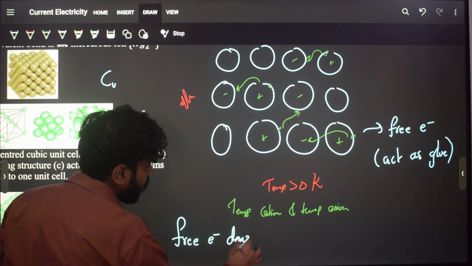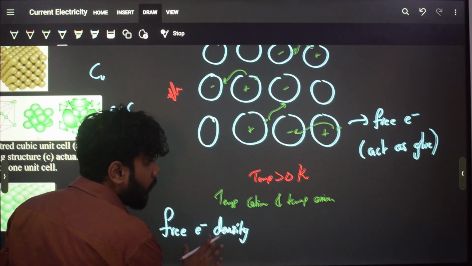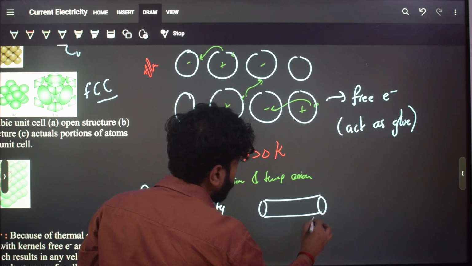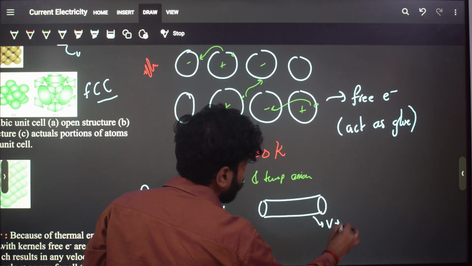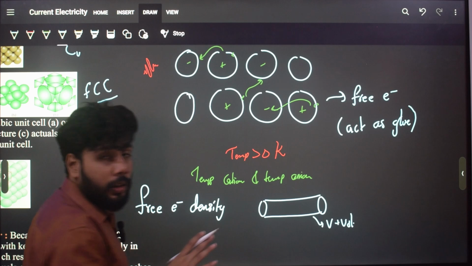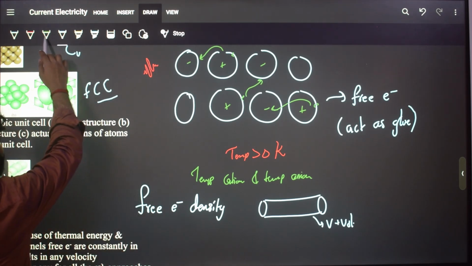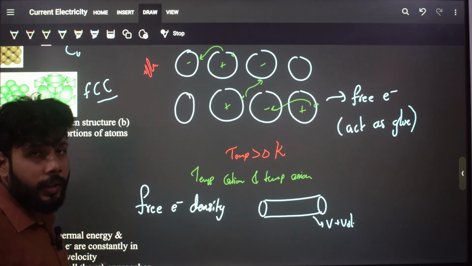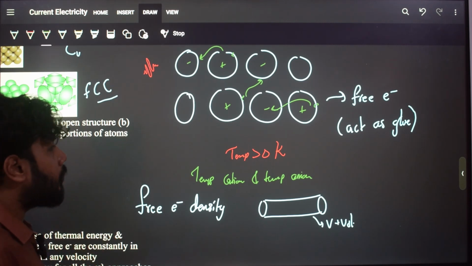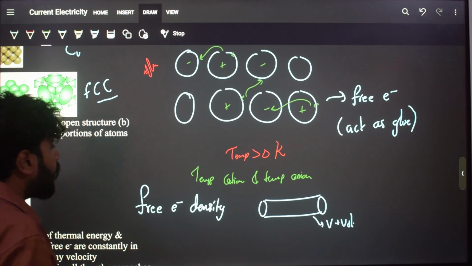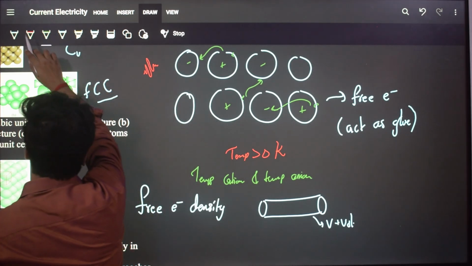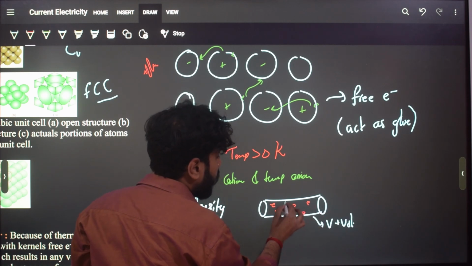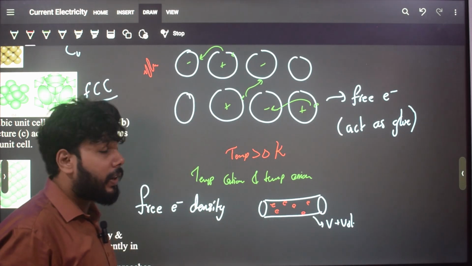Free electron density. So what is free electron density? If you have a conductor of, let's say, V volume, remember all the electrons are not free electrons, only the electrons which can do constant motion are your free electrons. Got it? Most of the valence electrons of an atom can become free electrons. So if you have this conductor, or any material, it will have many electrons which can move easily. So these electrons are your free electrons.